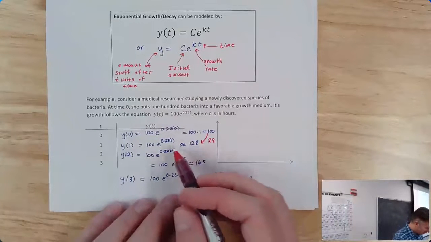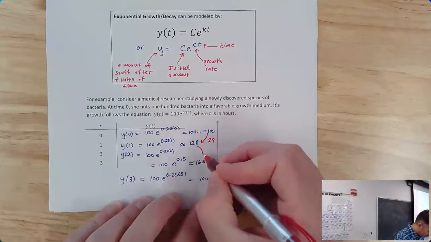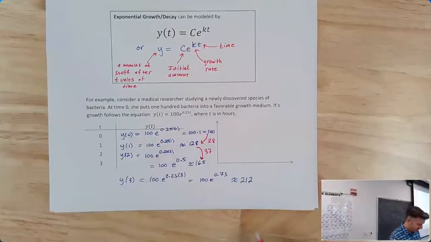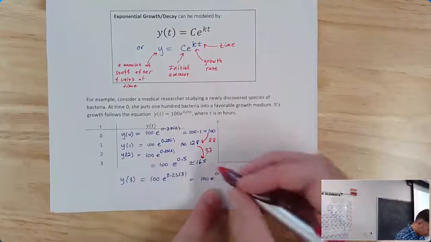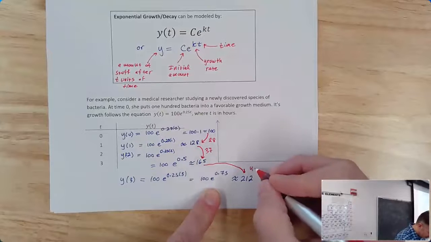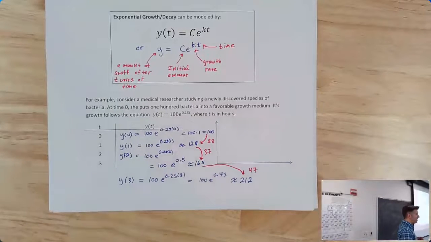From time equals 1 hour to time equals 2 hours, we're increasing by about 37 cells. From time equals 2 hours to time equals 3 hours, we're increasing by about 47 cells. So every time we go another hour, the amount we are increasing by is more. And that is kind of what it means to be growing exponentially, is that every time you keep moving on and on, the amount you're increasing by is also increasing.